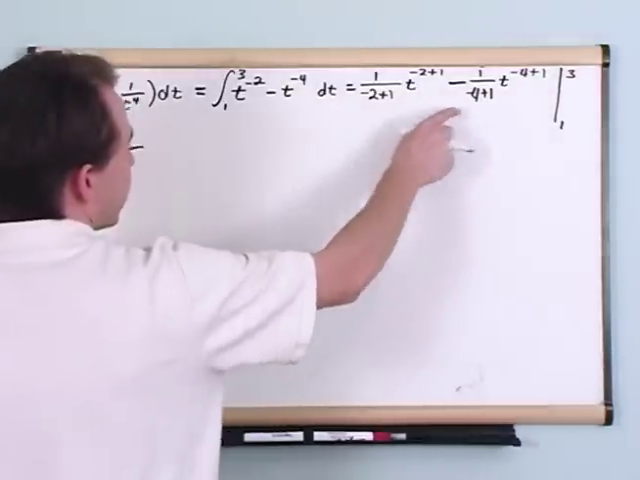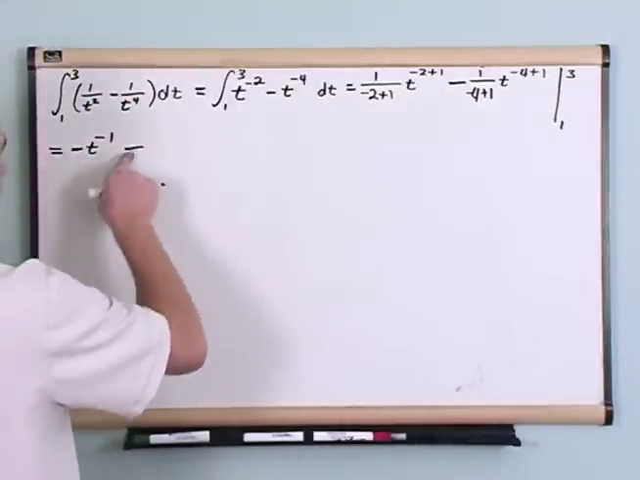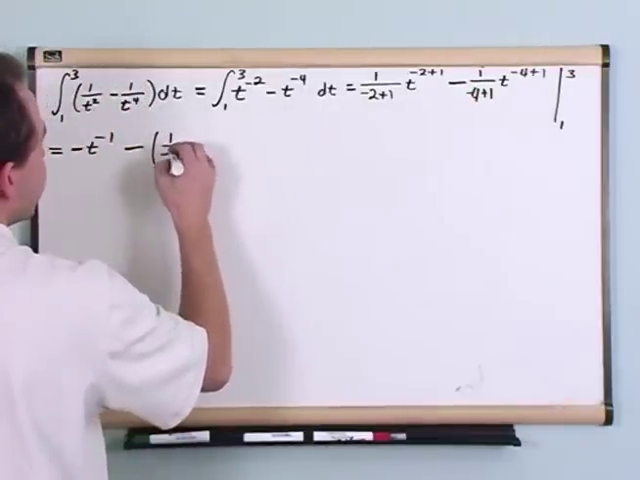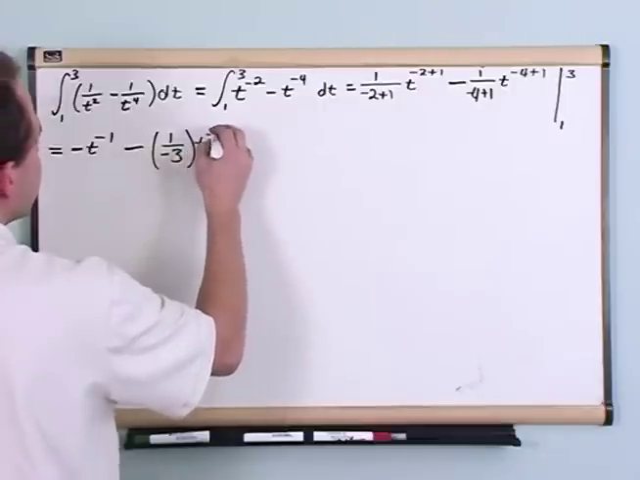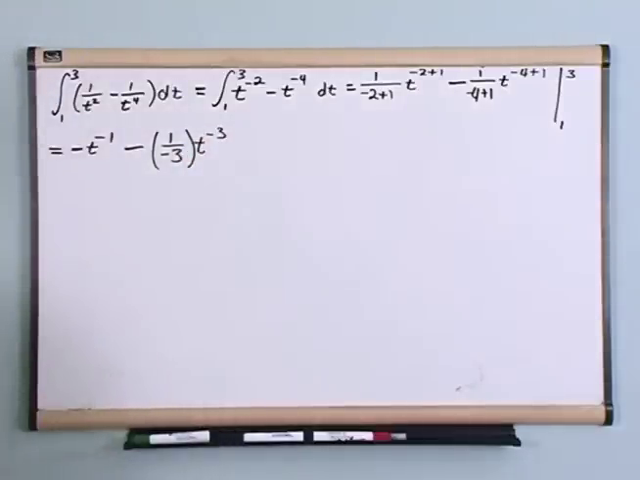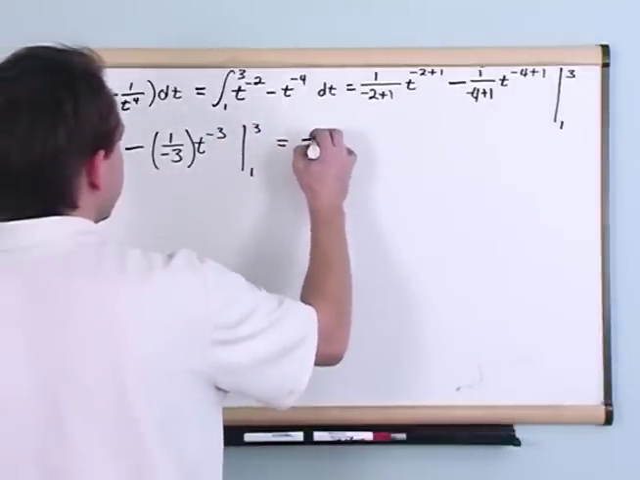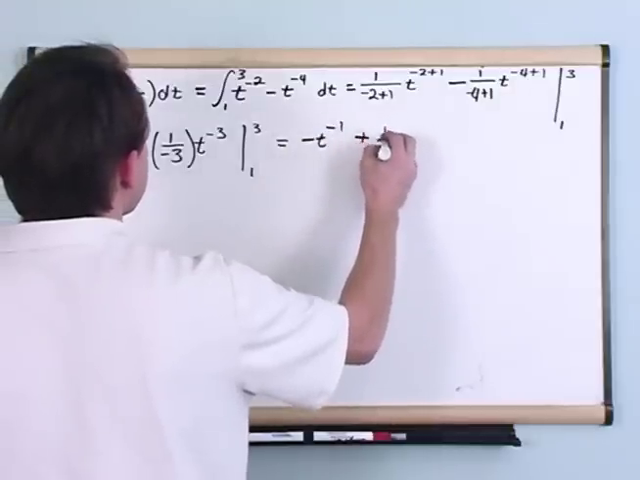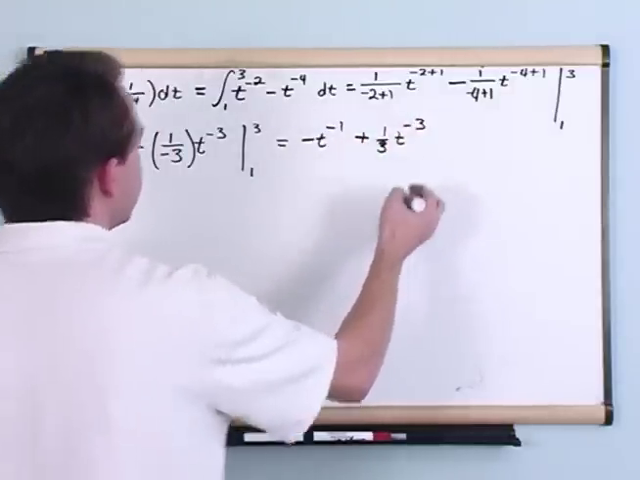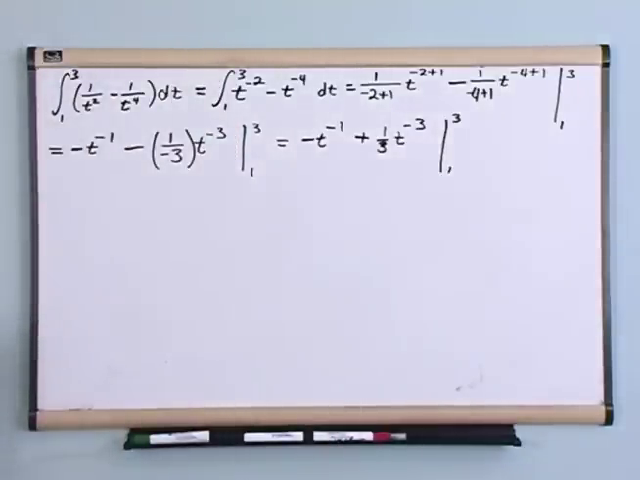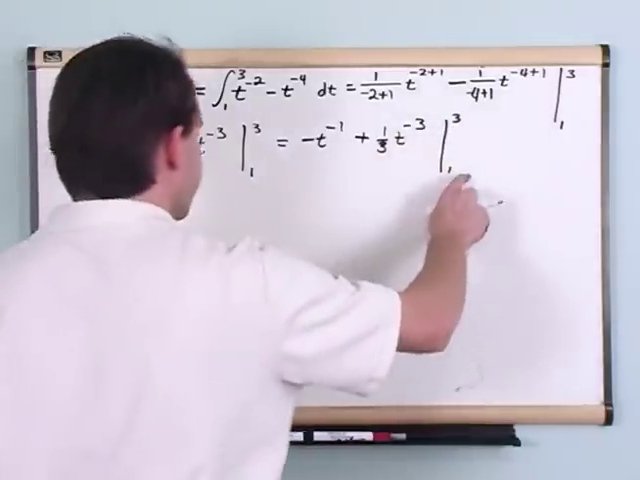And then for the second term, it's going to be minus, but what you're going to have here is 1 over negative 3 t to the negative 3. So you have to be real careful to keep your signs right, to make sure that you get it right. So you're going to have negative t to the minus 1 plus 1/3 t to the minus 3. That is the integral. That's the answer to the integral, but unfortunately we're not totally done yet, because we need to plug in those values right here.